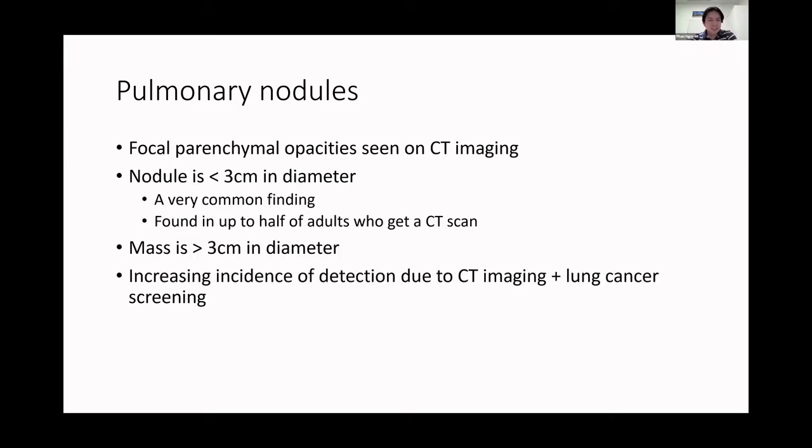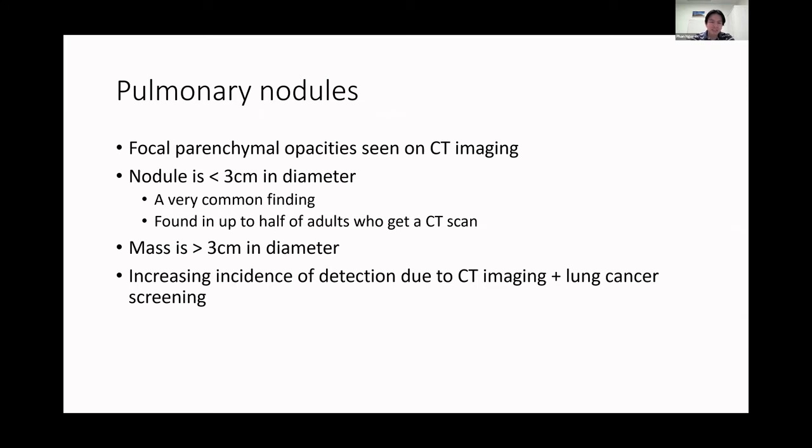So a nodule really is a focal opacity seen on CAT scan imaging. And by definition, it's less than 3 centimeters in diameter. It's a very common finding. Up to half of adults who get a CT scan will have a nodule. A mass by definition is greater than 3 centimeters in diameter.